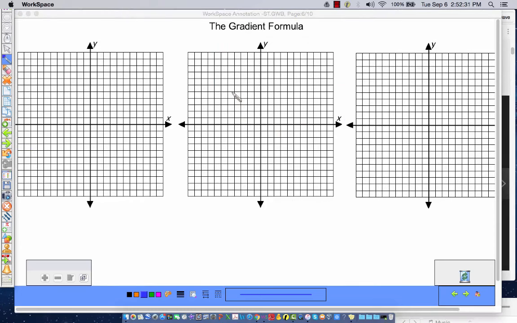We're going to get to the gradient formula here, but first of all, I want you to consider this point, which is 2, 7. And let's say here, this is the point 2, 1. And if I ask you, how far is it from here to here? Well, it's 6, isn't it? 1, 2, 3, 4, 5, 6. Or I take the difference of the y-coordinates, and that's equal to 6. So that's a change of 6.